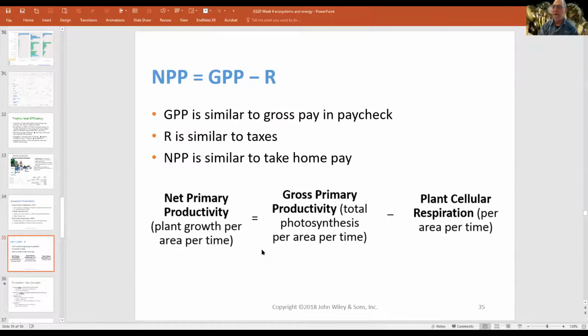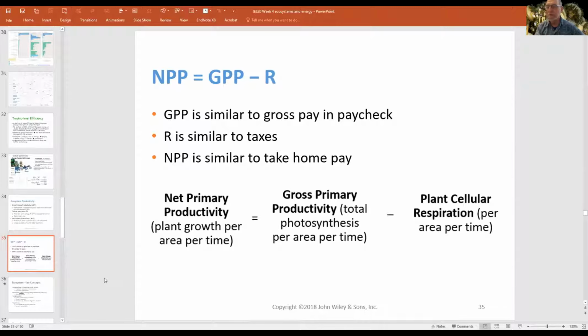And so here's an equation that spells this out. Net primary productivity is equal to gross primary productivity minus the respiration costs. In the case of plants, this is cellular respiration.